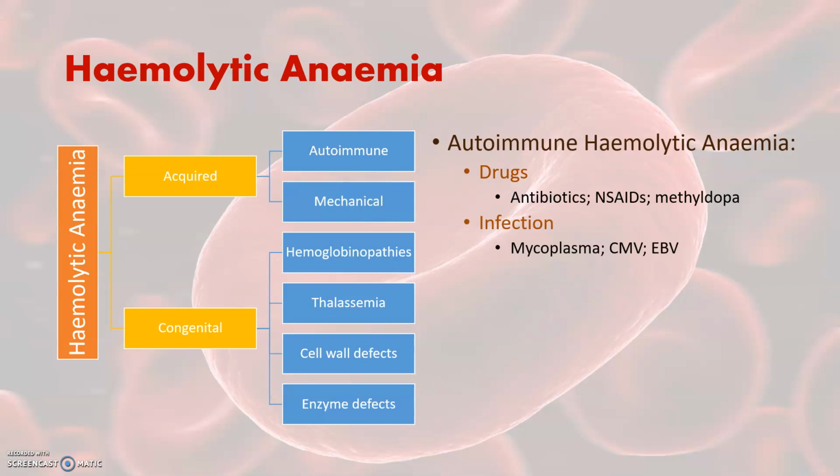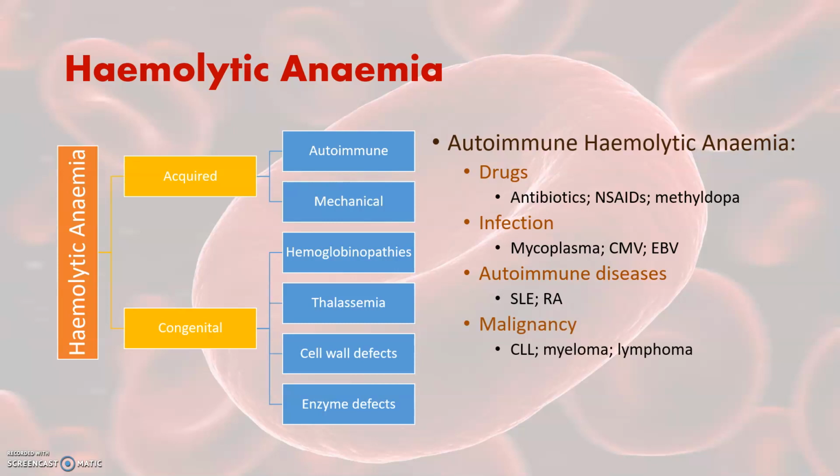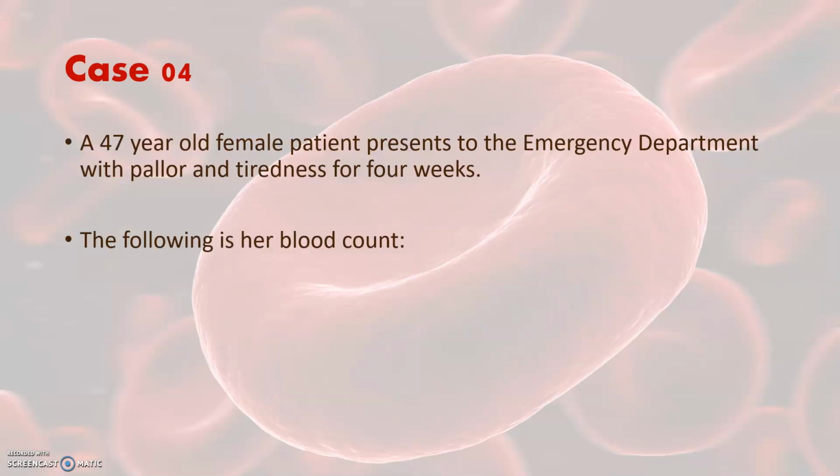Infection, particularly these three: Mycoplasma, CMV, and Epstein-Barr virus. Autoimmune diseases in our setting, SLE, is quite common. And malignancies, chronic lymphocytic leukemia, multiple myeloma, and both Hodgkin's and non-Hodgkin's lymphomas. Let's move on to case 4.